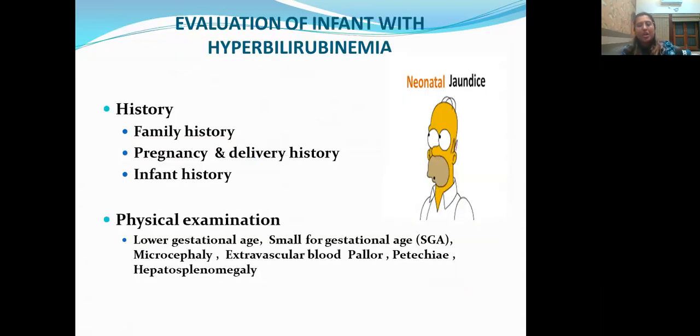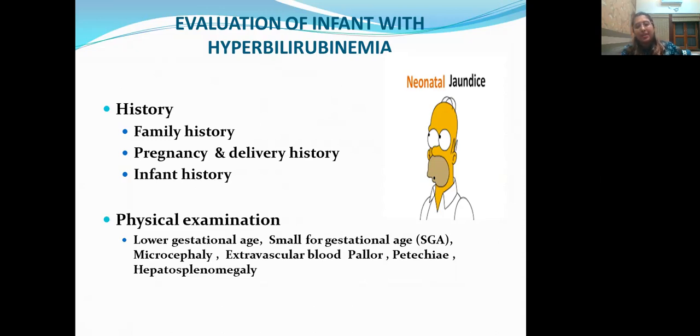Enterohepatic circulation. So now coming to the management and evaluation of an infant with hyperbilirubinemia, the first and foremost important point is history. In history, we have to take it in terms of these 3 points. Firstly, the family history. Has there been any other sibling or any other previous family member who had jaundice, or any other sibling who was jaundiced as a neonate, required phototherapy or any further treatment for that jaundice? Has there been any history of continuous or recurrent blood transfusions in the family?